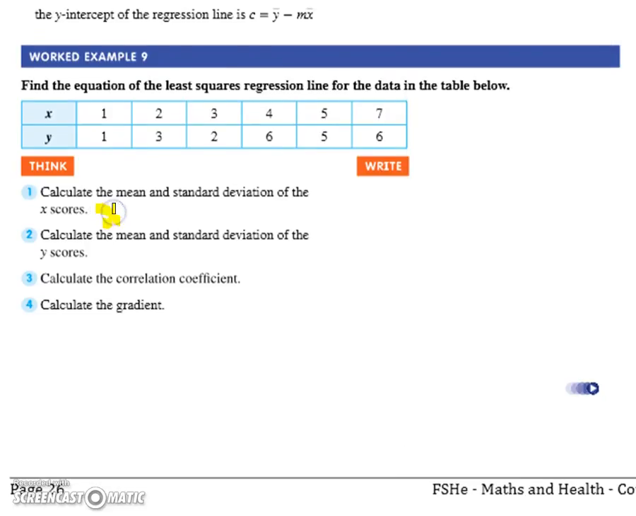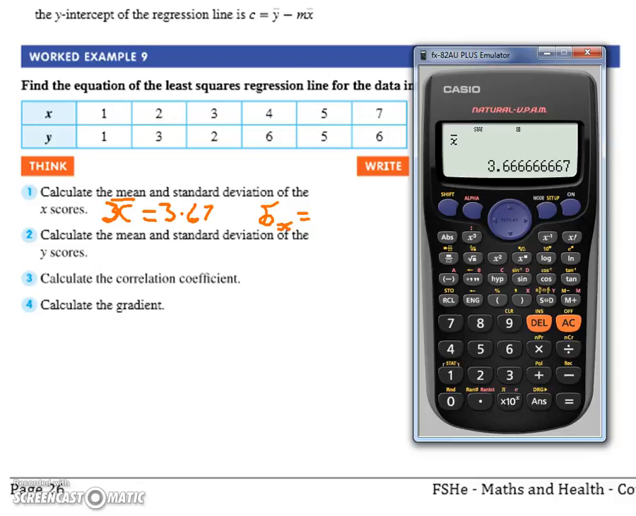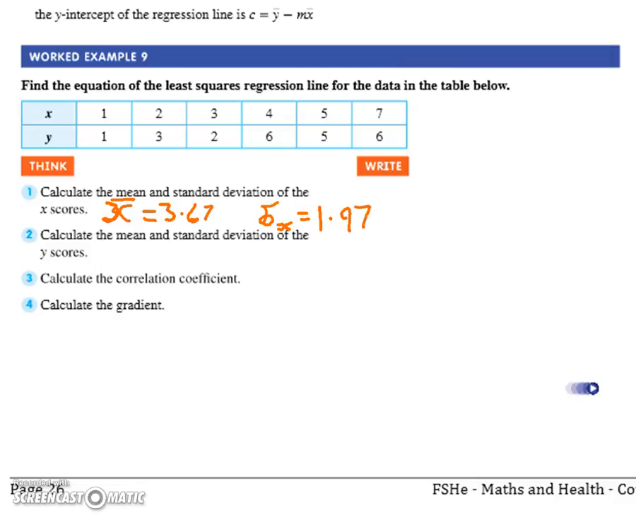So X bar equals 3.67. Next one we want is standard deviation of X. So back to our calculator. All clear, shift 1, variable, standard deviation of X on mine is number 3. I got 1.97. All right, so we've got the standard deviation of X as well now.